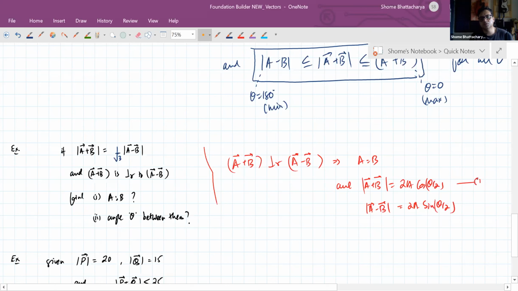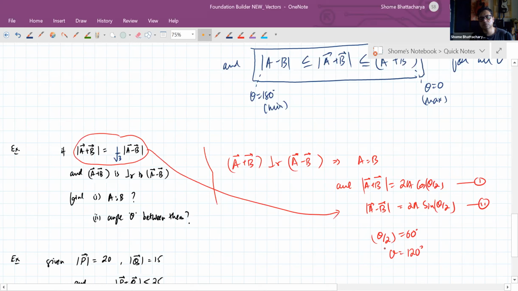So from these two equations you can see that theta by 2 will come out to be 60 degrees. Okay, because this information is given to us. Substitute this here. So theta is equal to 120 degrees. Okay, so this is 1 is to 1. The angle between them is 120 degrees.